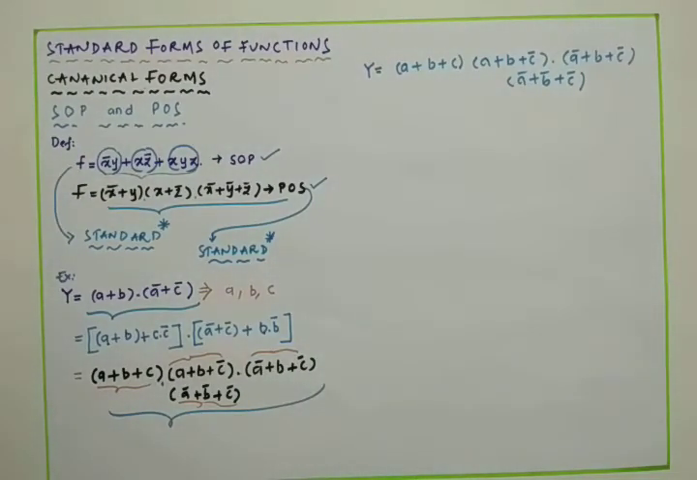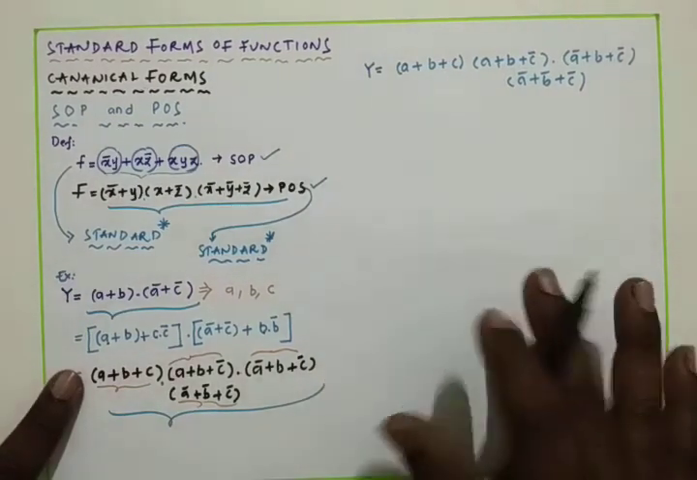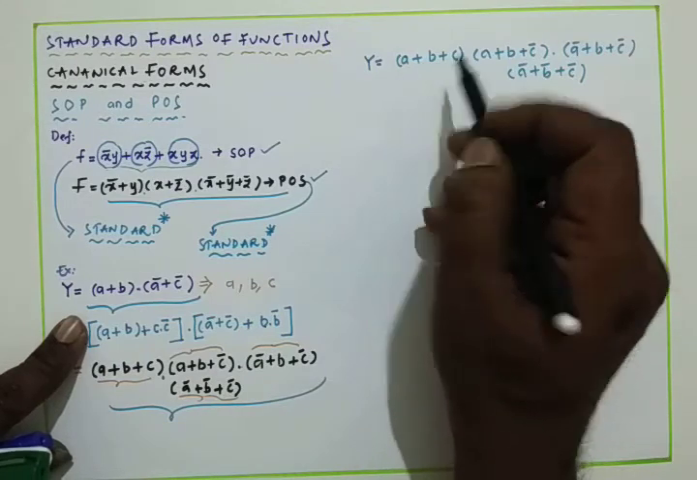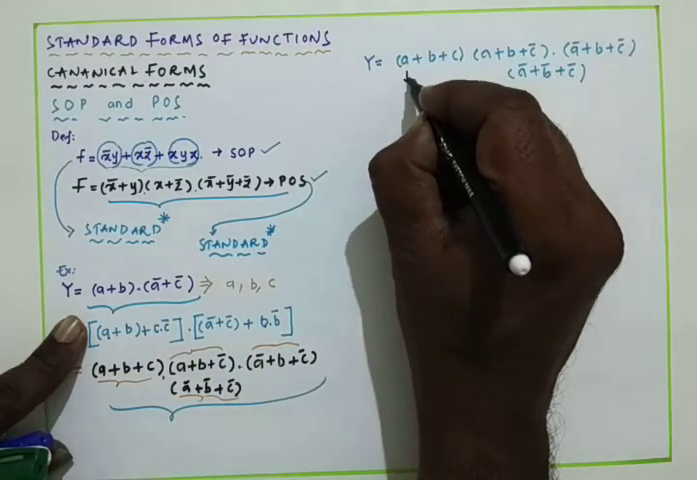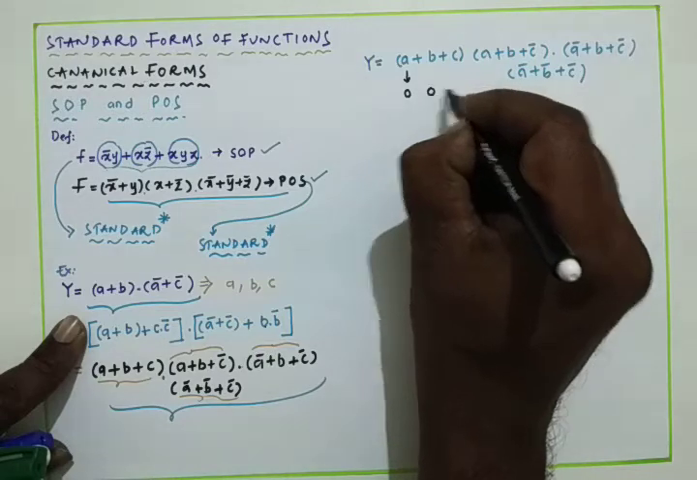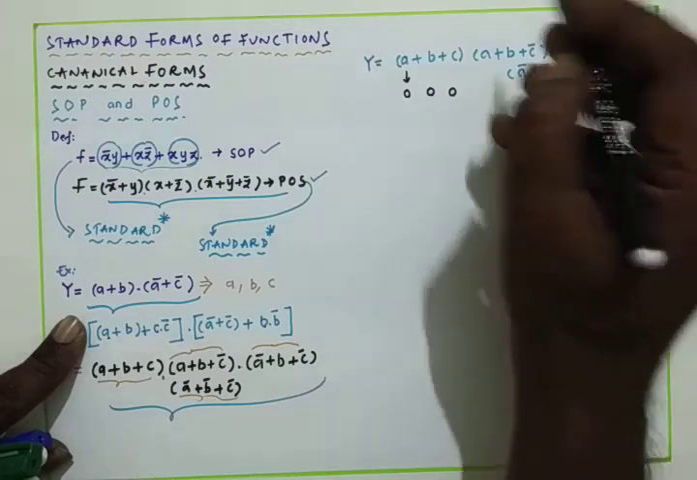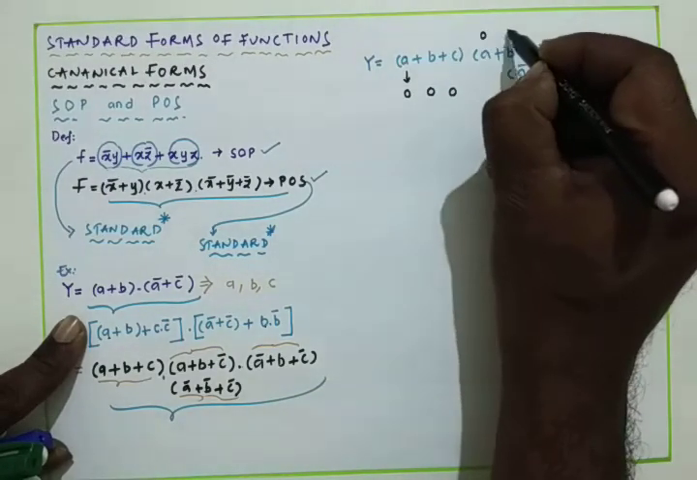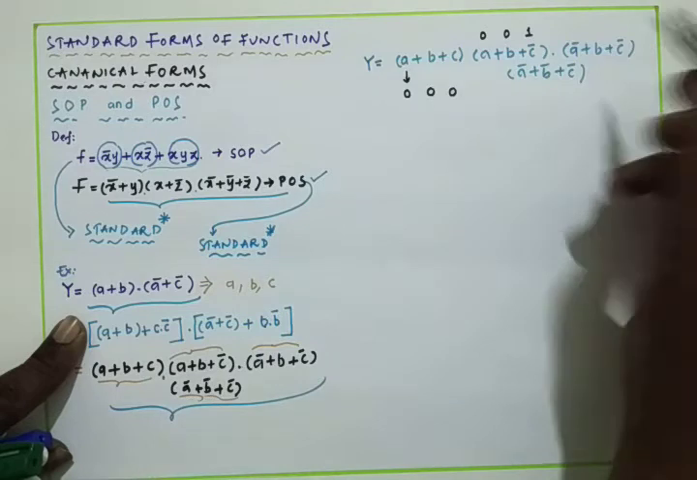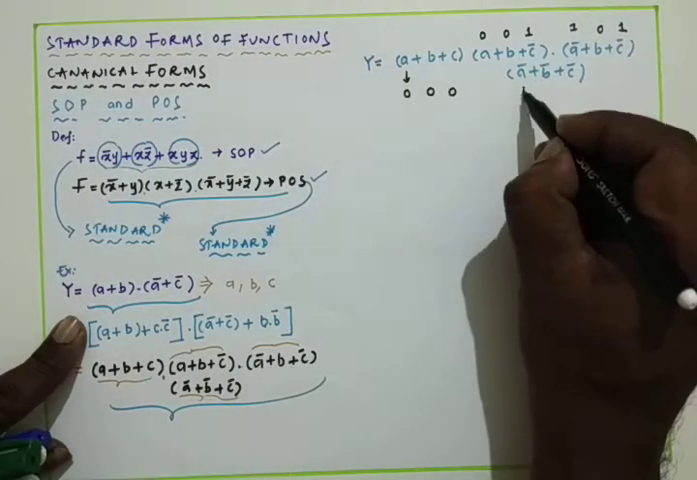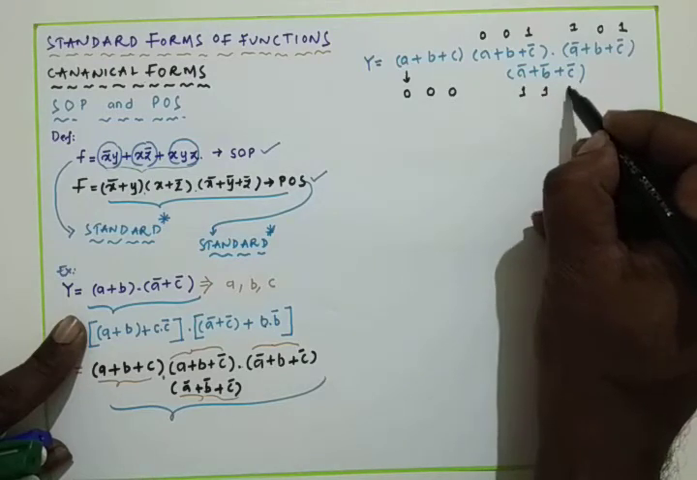Now we can write this in the other form of product of sum. See this one: A, B, C are all original form. In product of sum, original forms are represented with zeros. Here this is original form and this one is complemented form, so this is 0, 0, 1. Coming to here, 1, 0, 1. Coming to here, 1, 1, 1.